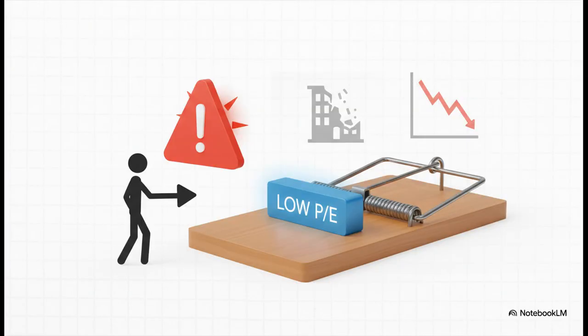And here's one last critical warning. A low PE is not an automatic buy signal. It can be what's called a value trap, a stock that's cheap for a very, very good reason, like, say, its business model is failing. Remember, the goal isn't just to buy a mediocre company at a cheap price, it's to buy a great company at a fair price.